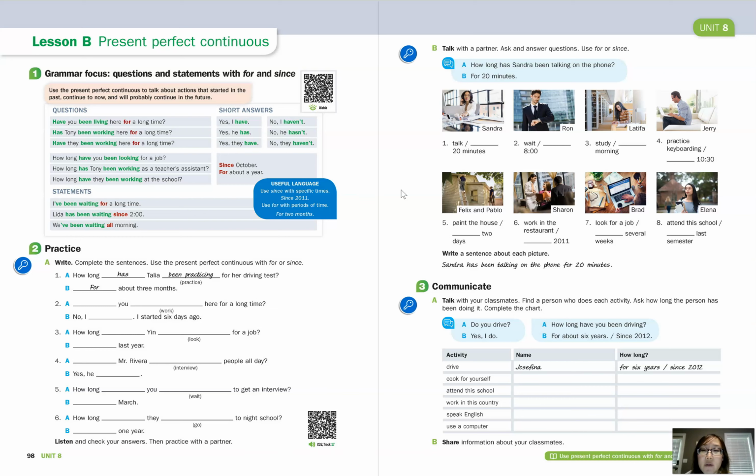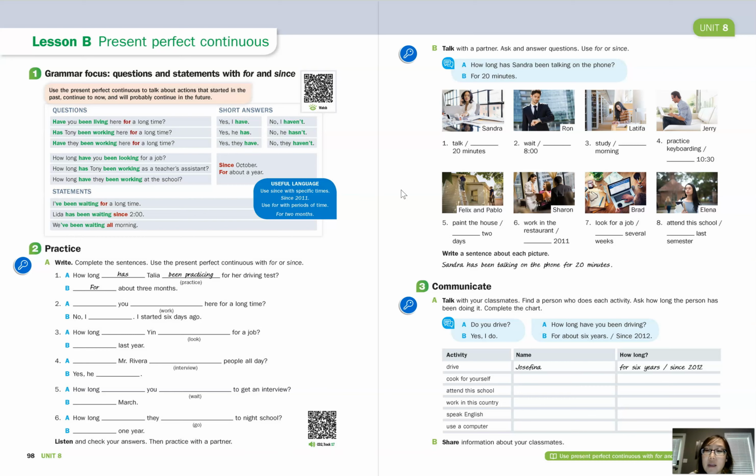Okay, let's look at number 3. How long has Latifa been studying? Okay, and of course, if you want, you can add additional information. For example, how long has Latifa been studying English? Okay, so we can answer, she has been studying all morning. Actually, we have to use for or since. So we can say since morning, okay, because morning is a specific time. So she has been studying English since morning.